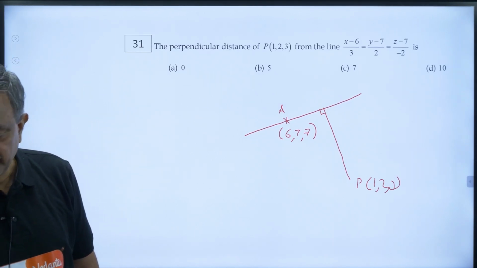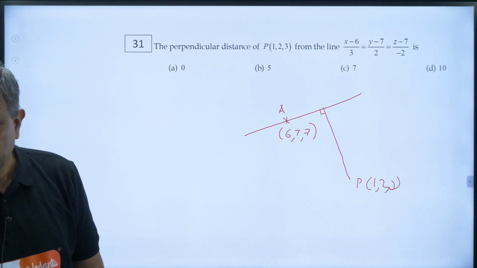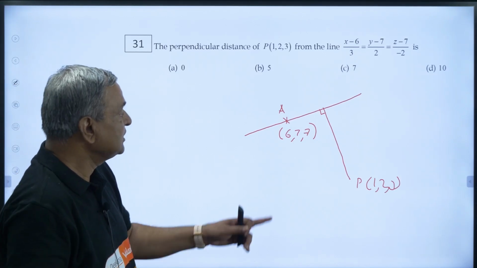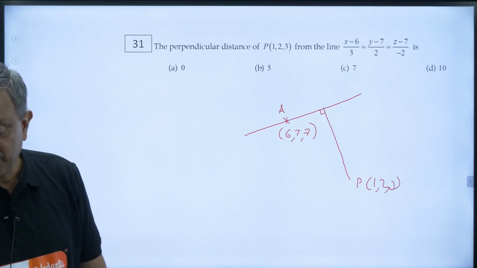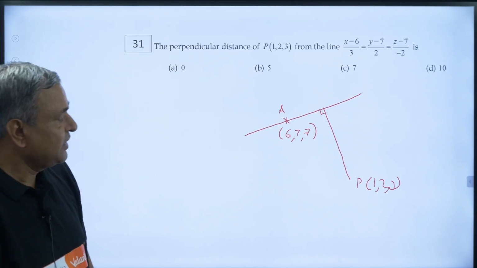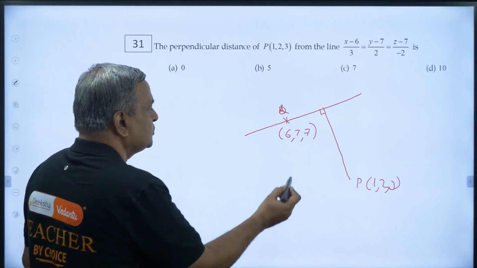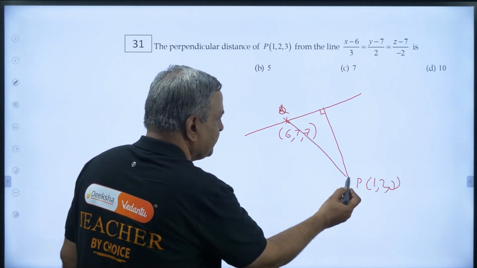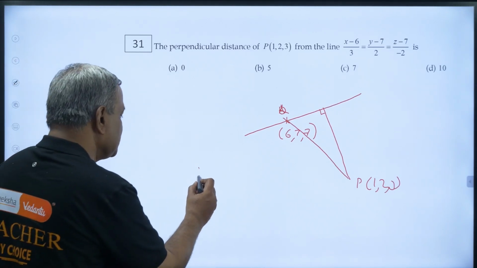So what we do is the perpendicular distance through point Q, 6, 6, 7, this is given to you. Now, P is 1, 2, 3 given to you. Okay, we name it as Q, that is more convenient, PQ. So PQ square, calculate the PQ square.